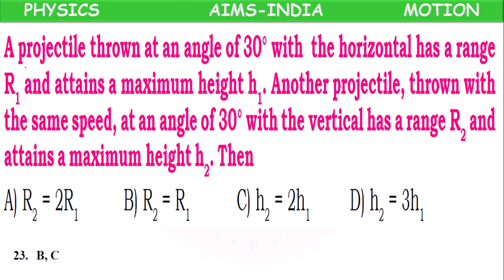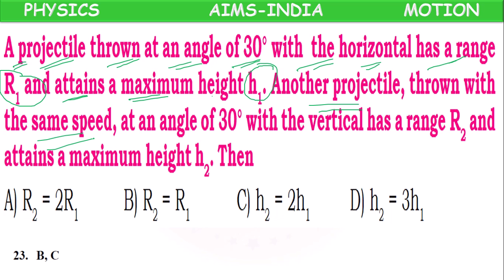Let's see the 23rd question. A projectile thrown at an angle of 30 degrees with the horizontal has a range r1 and attains a maximum height h1. Another projectile thrown with the same speed at an angle 30 degrees with the vertical has a range r2 and attains a maximum height h2.